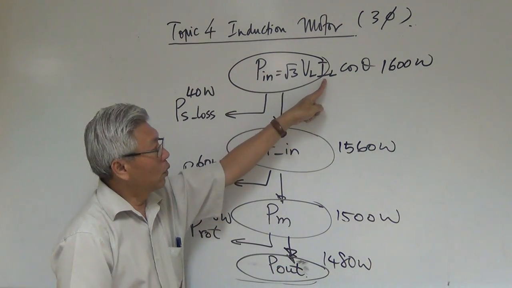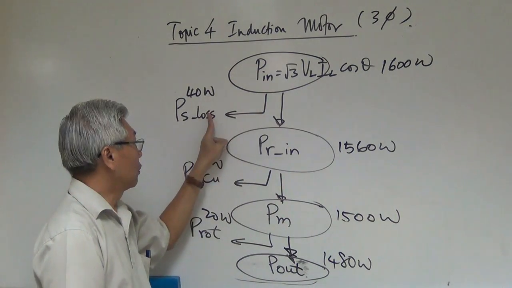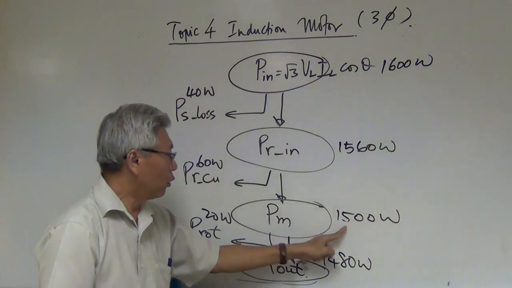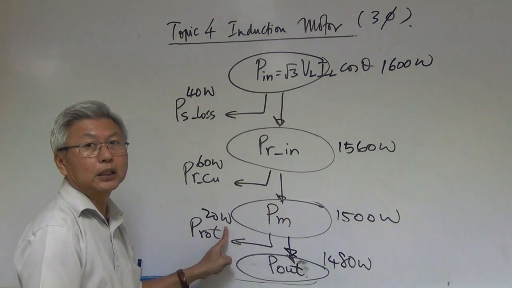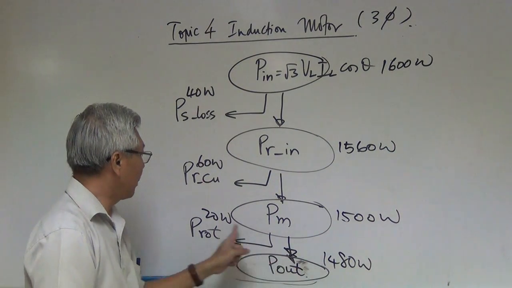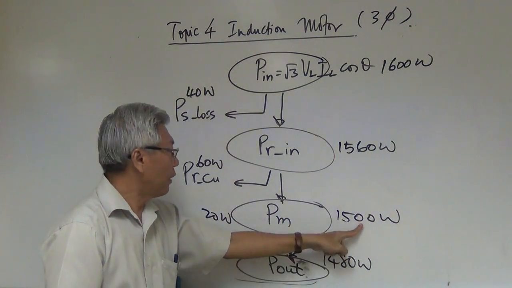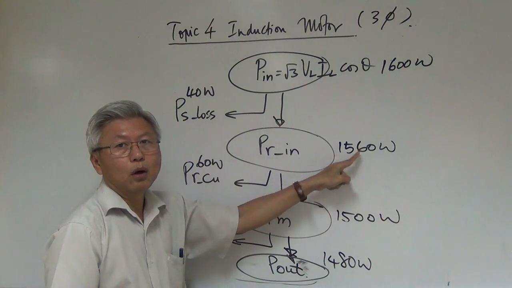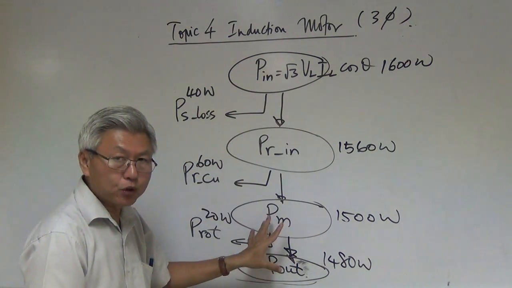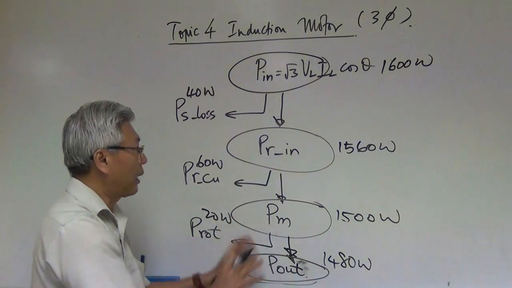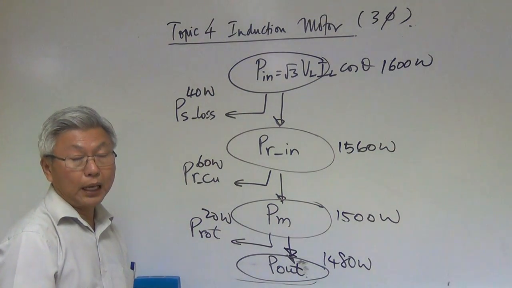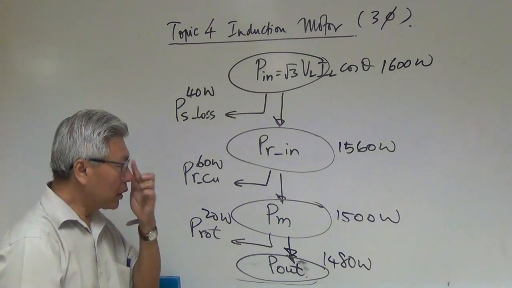Or 1600 minus 1560 equal to 40. 1560 minus 1500, 60. 1500 minus 1480 is equal to 20. Or if you go backwards, 1480 plus 20 is 1500. 1500 plus 60 is 1560. 1560 plus 40 is 1600. Alright, so be flexible with your flowchart. Put in the numbers, then for the rest you are able to find out what the values are. And that's called the power flow diagram.